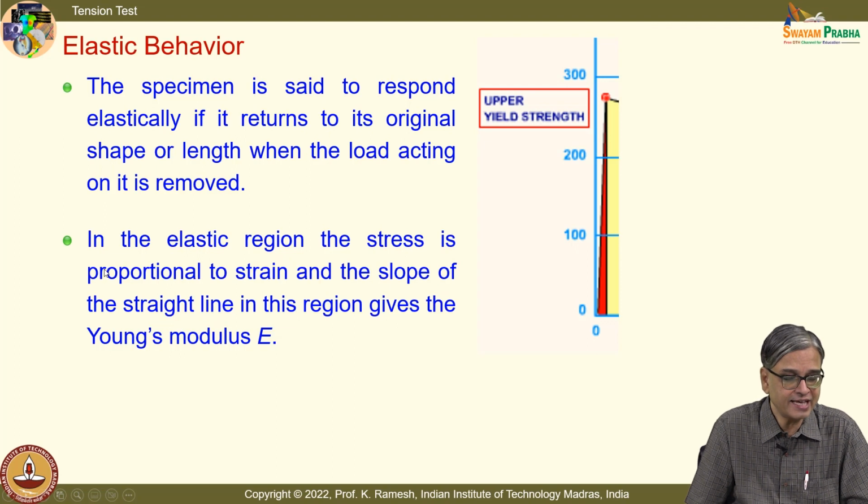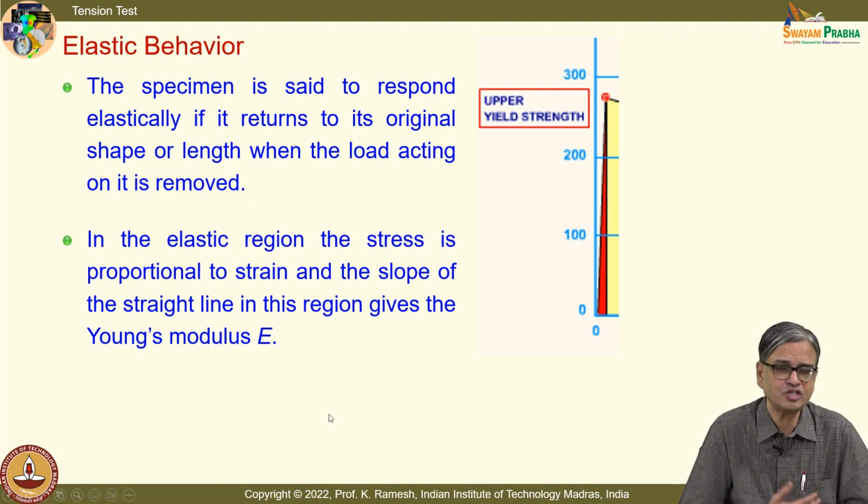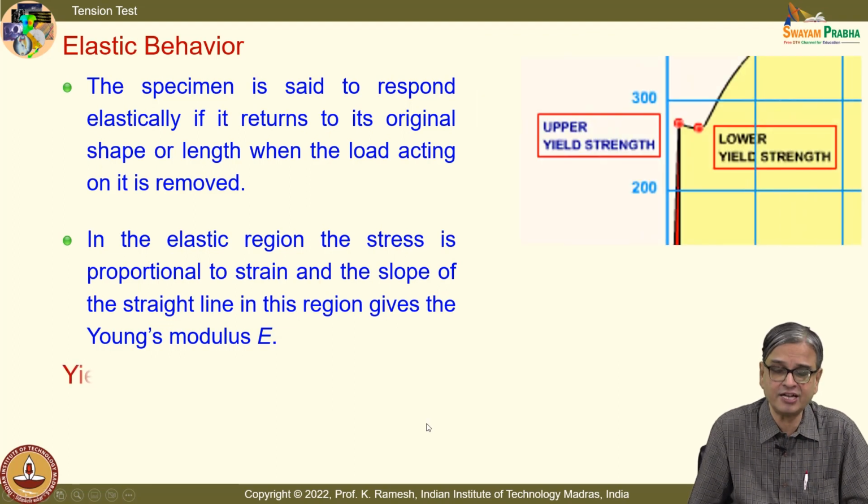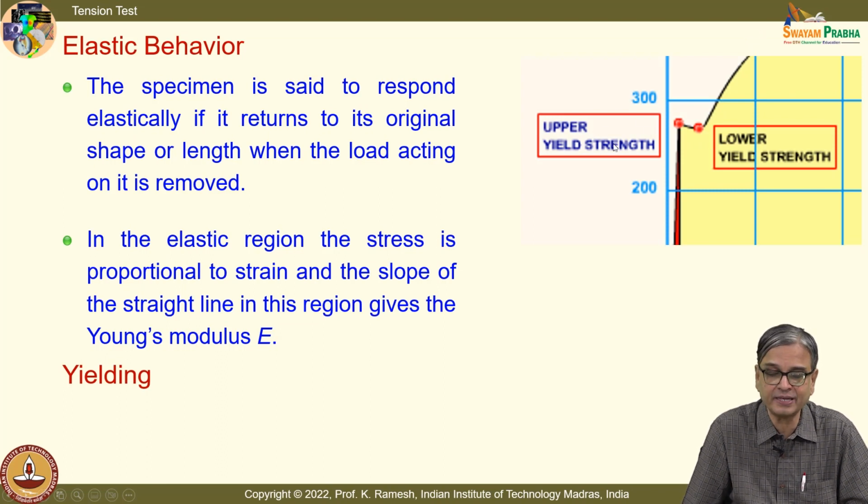And what you say is, in the elastic region, the stress is proportional to strain, obvious, because I have a straight line. And the slope of the straight line in this region gives the Young's modulus E, which is also taught in your high schools. Am I right? And in the case of mild steel specially, there is a dip when you increase the strain, when you increase the load, and then stress starts increasing. So, this is called the upper yield strength and you have a lower yield strength. That is something peculiar to mild steel.